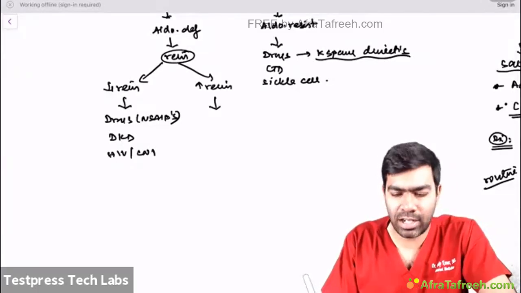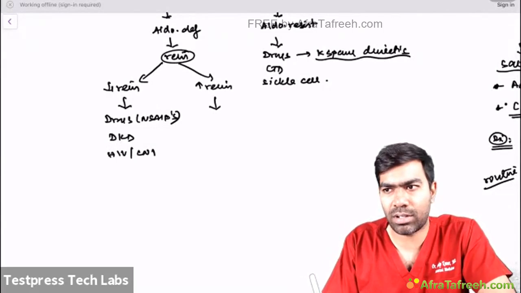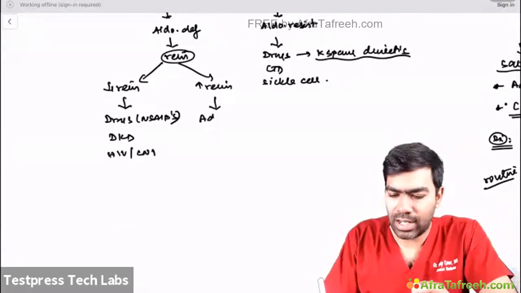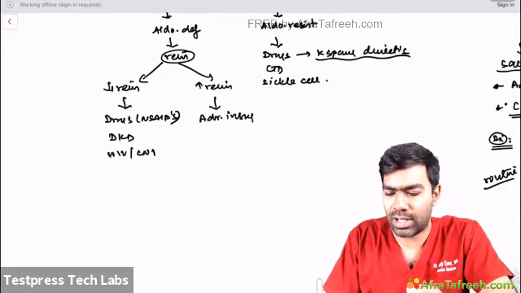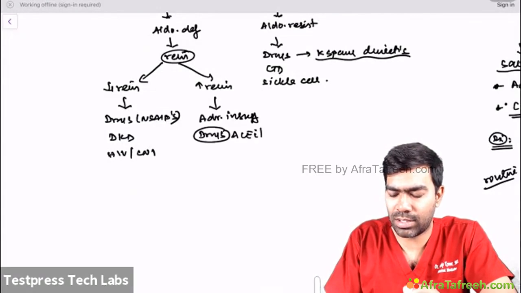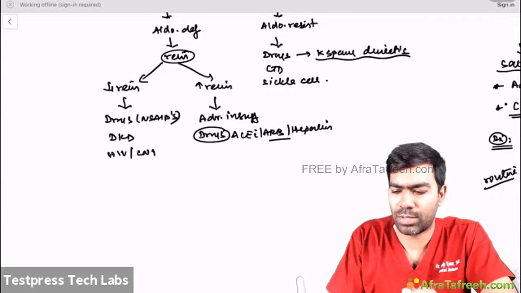If it's a high renin, which means renin is there, but the adrenals are not responding. So very likely in exam, it will be an adrenal insufficiency in this setting, or could be again drugs like ACE inhibitors, ARBs, or even heparin. So this is what the usual cause will be in this particular setting.